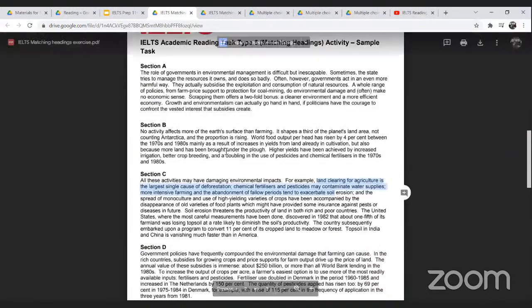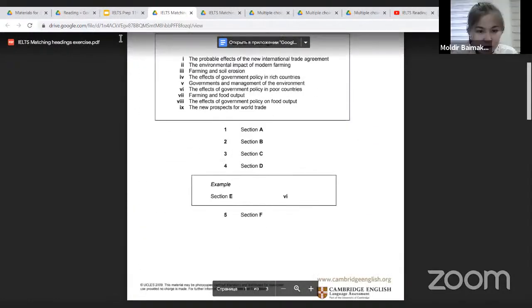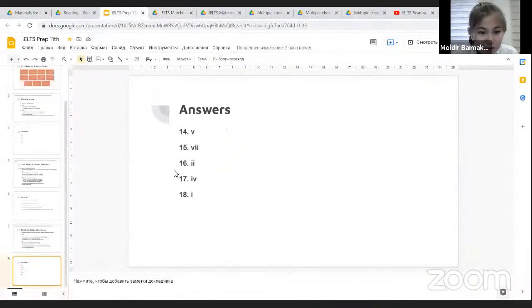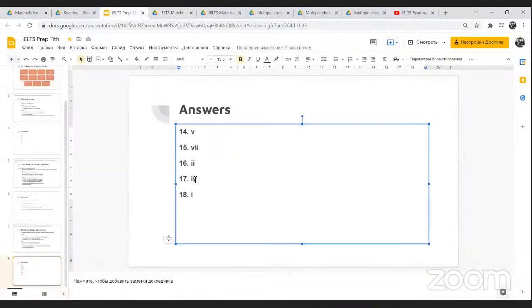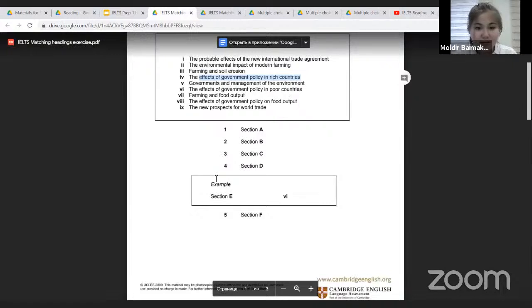Окей, четвертое у меня 4. Это у нас получается government policy. Четвертое, правильно, окей. И последнее рассмотрим. 9, а здесь 1.